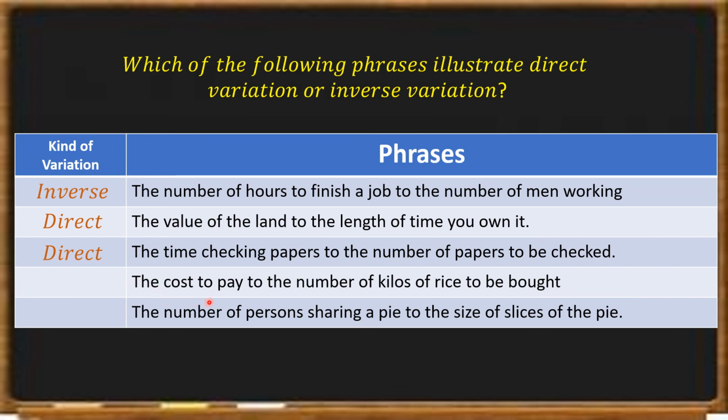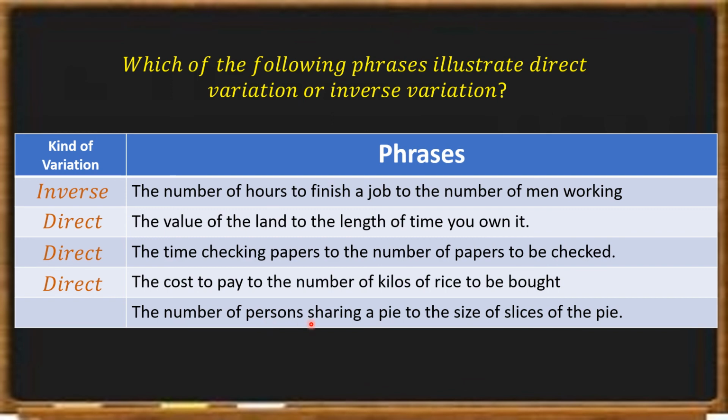Okay? Next, the cost to pay to the number of kilos of rice to be bought. So, magbabayad ka ng binili mo na kilos of rice. So, kung bumili ka ng 1 kilo, kung 50 pesos, 50 pesos yung 1 kilo. Kung 2 kilo bibilin mo, pinataas mo yung 1, ginawa mong 2 kilos, ano mangyayari sa babayaran mo? So, ang babayaran mo ay 100, tumaas din. So, parehas tumataas ito. Taasan mo yung kilos, tataas din yung babayaran mo. So, this is direct variation.